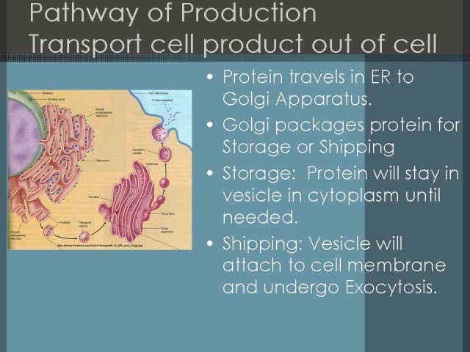The protein will travel into the ER to the Golgi apparatus. The Golgi packages the protein for storage or shipping. Remember, it's the UPS of the cell. Storage. The protein will stay in vessels in the cytoplasm until needed. Shipping. The vessels will attach to a cell membrane and undergo exocytosis and release it to the outside environment.